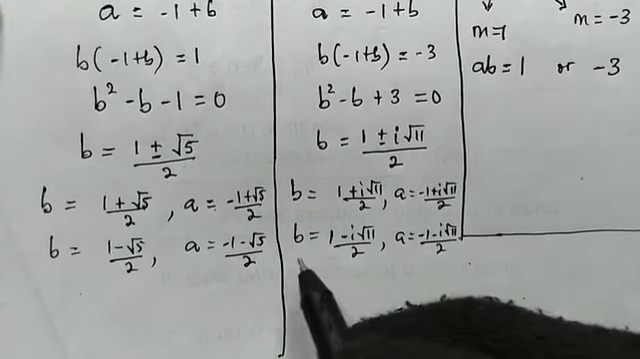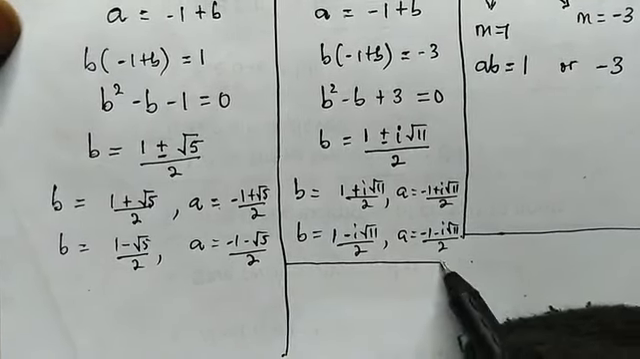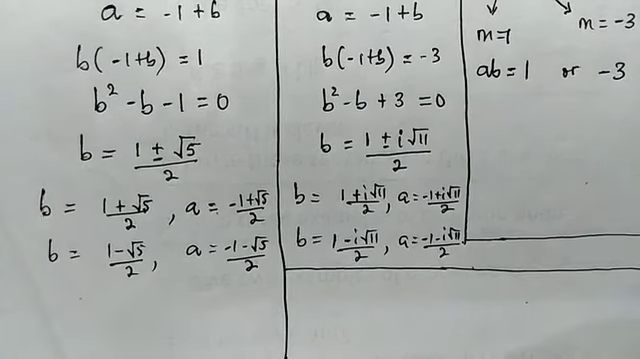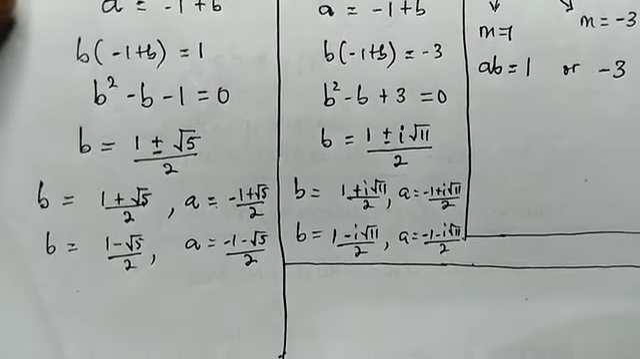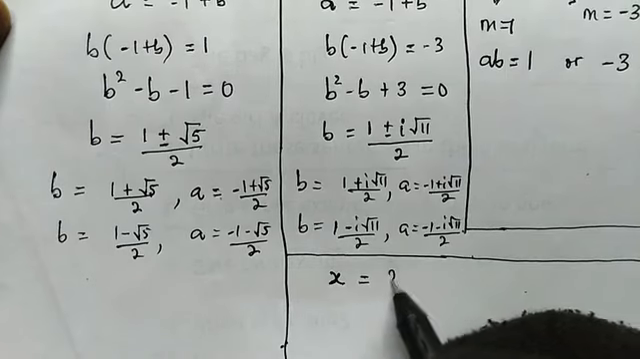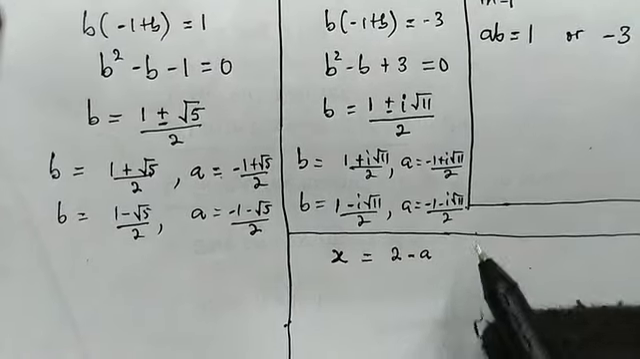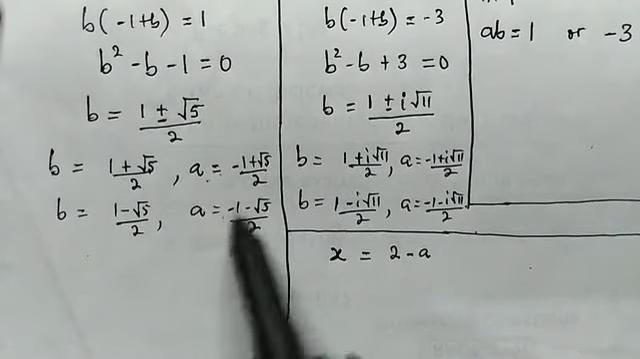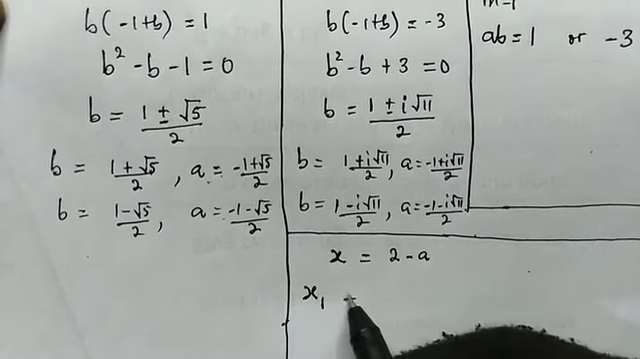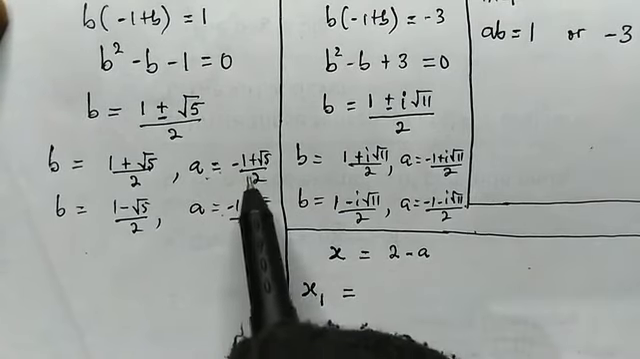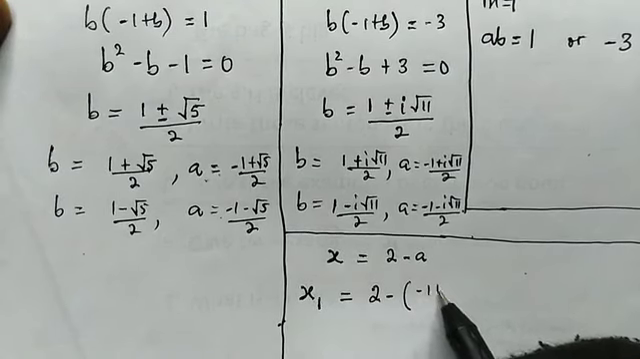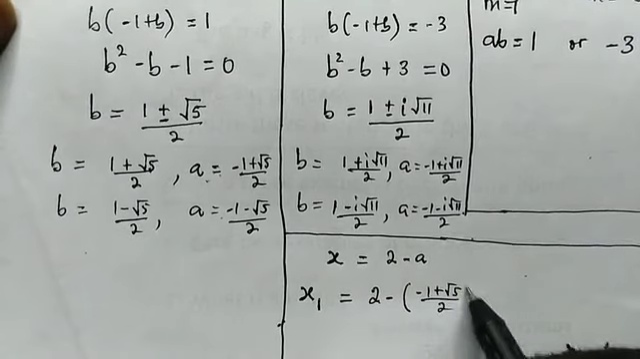Okay, now from here, let us solve for the x values. So we're going to make use of the a values. So remember that x is equal to 2 minus a. So here, let's make use of the a value. So here we have x1, that is the first value of x, will be 2 minus a. Let's make use of this value here. So 2 minus into bracket negative 1 plus root of 5 over 2.